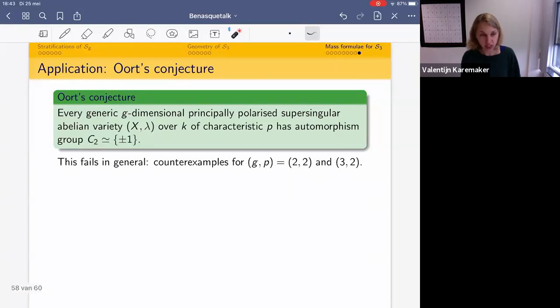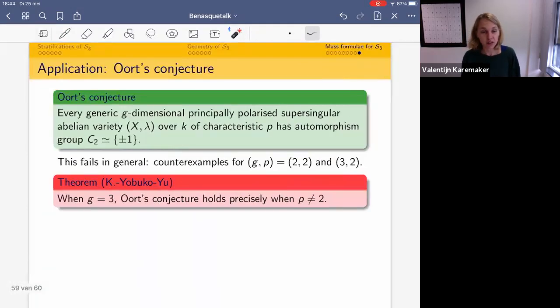However, we know that this conjecture does not hold in general. And there are counterexamples due to Ibukiyama and Oort himself. So they gave counterexamples in dimension 2 and 3, but note that the characteristic p was 2 in both cases. And so this is what we then prove using our computations, is that when the dimension is 3, Oort's conjecture holds precisely when the prime is not equal to 2.